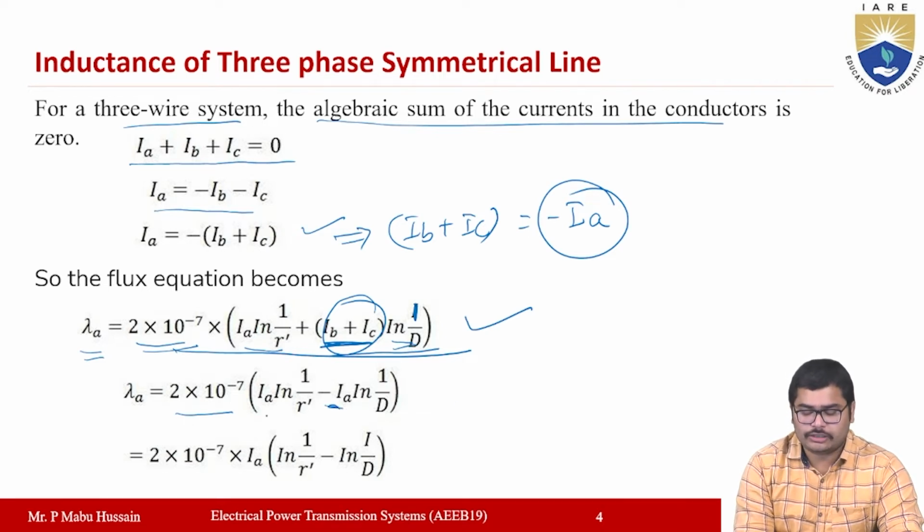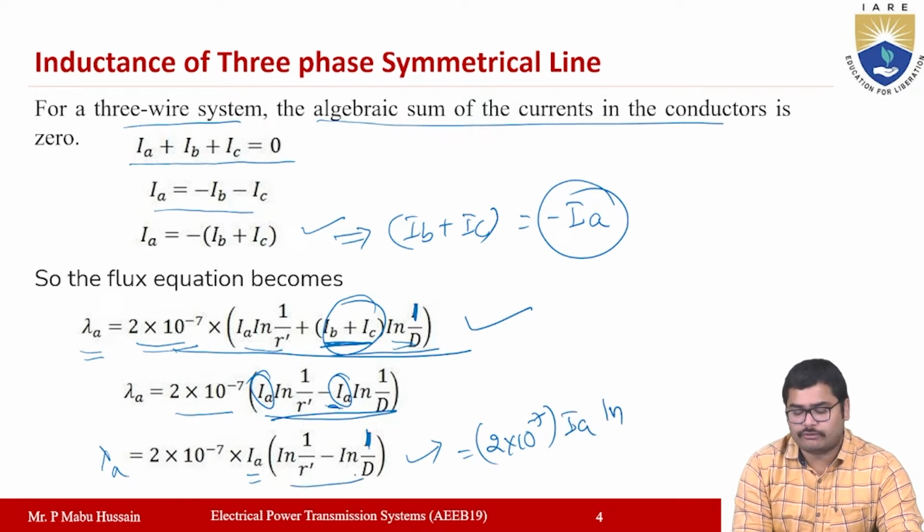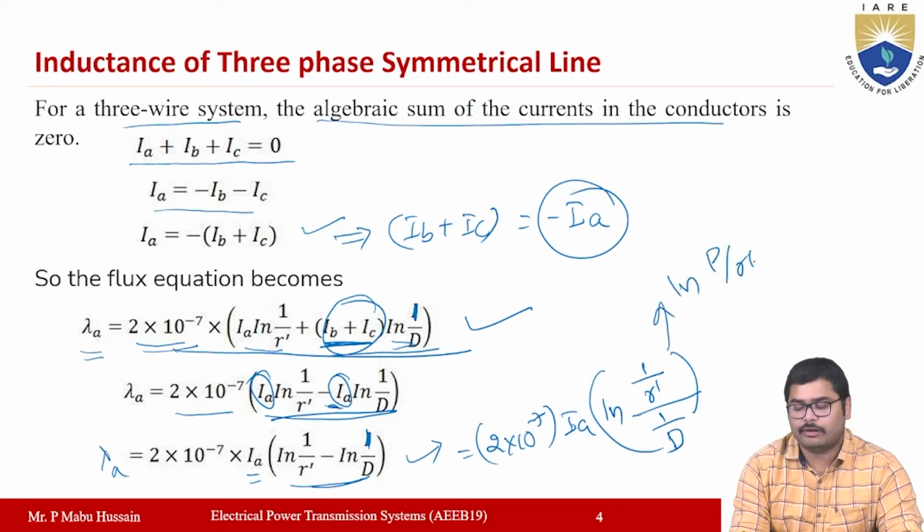Now in these two terms you have IA and IA, so you take it common. Then lambda A you can write as 2 into 10 power minus 7 IA times ln 1 by R dash minus ln 1 by D. Using the formula log A minus log B equals log A by B, you get 1 by R dash divided by 1 by D, which can be written as ln D by R dash.